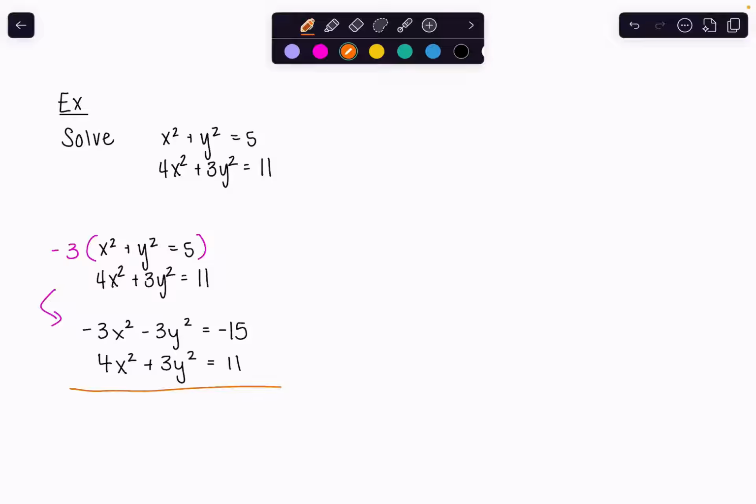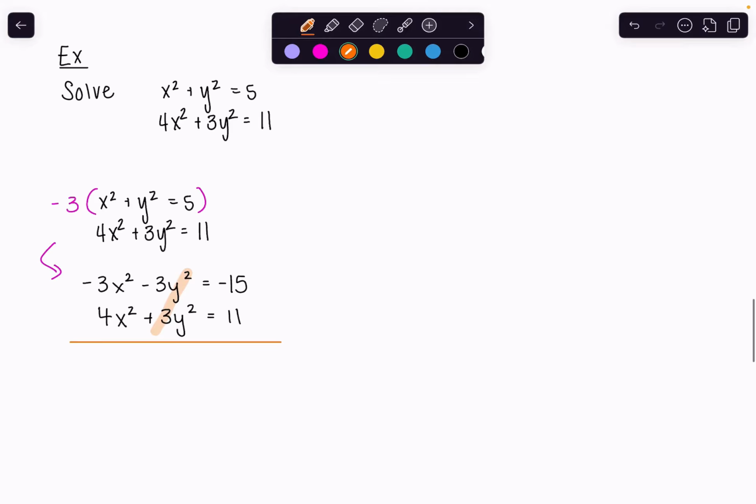But now we're good. We can go ahead and add these together, and that makes the y squared terms disappear. So -3 plus 4 gives me 1x squared. -15 plus 11 gives me -4. If I go to solve for x, I've got to take a square root, but again, I get a plus or minus anytime I do that. And the problem here is I get the square root of -4 underneath. That is not a real number. That is an imaginary number.